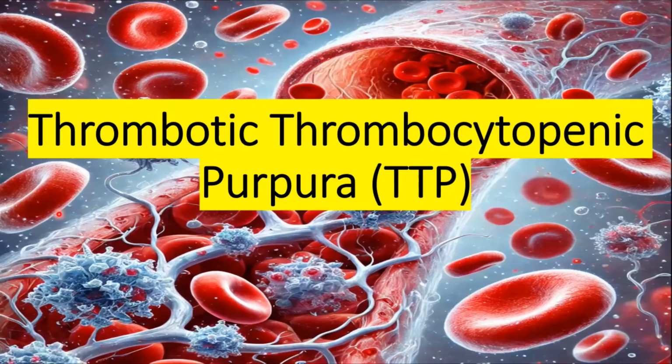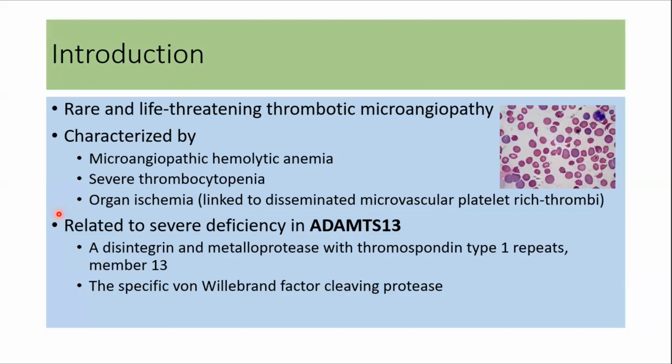Okay. In this video, we'll discuss thrombotic thrombocytopenic purpura. Thrombotic thrombocytopenic purpura is a rare and life-threatening thrombotic microangiopathy characterized by microangiopathic hemolytic anemia, severe thrombocytopenia, and organ ischemia, which is linked to disseminated microvascular platelet-rich thrombi. TTP occurs due to severe deficiency in ADAMTS13, which is a protease that cleaves the von Willebrand factors.